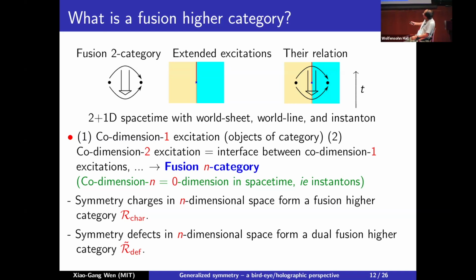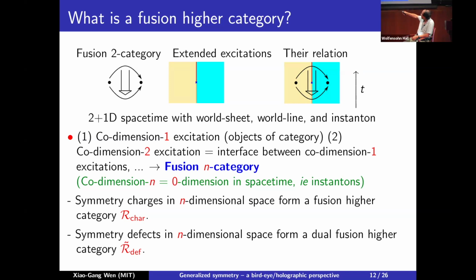Here I give an example in 2+1D spacetime. In this slide, we have a worldsheet describing the string excitation. The domain wall or interface between two string excitations is a world line, which is a point-like excitation. And on this world line, you may have a point, again an interface of world lines, which is an instanton. It's an operator which changes one particle to another particle. So now we have three layers.